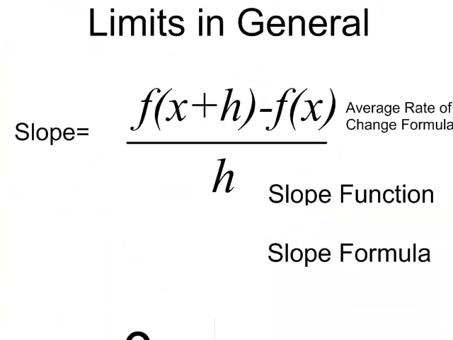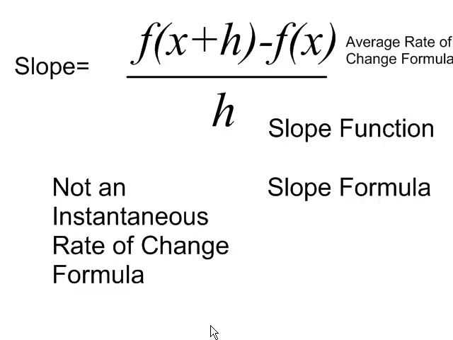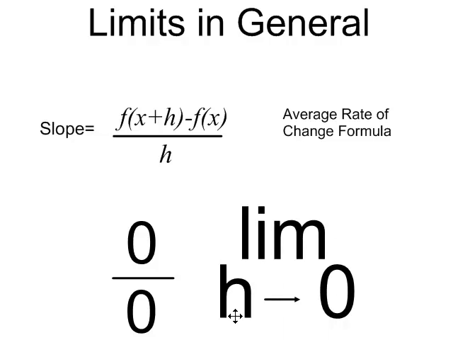But we know for a fact that the system breaks down then. We get 0 over 0 and we can't calculate the instantaneous rate of change. So unfortunately, this formula is not an instantaneous rate of change formula. It's an average rate of change formula. However, if I introduce this whole concept of a limit, I can get rid of the whole 0 over 0 problem. Get out of here, undefined.